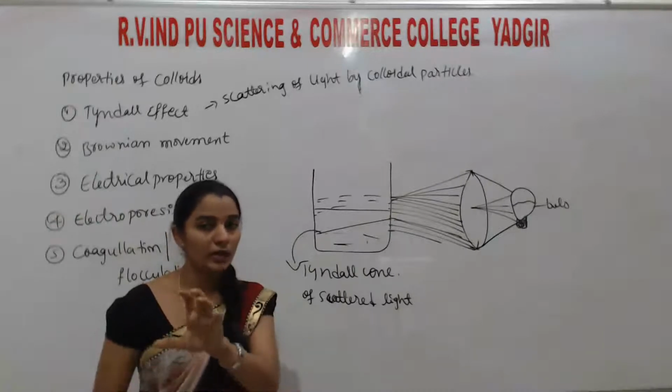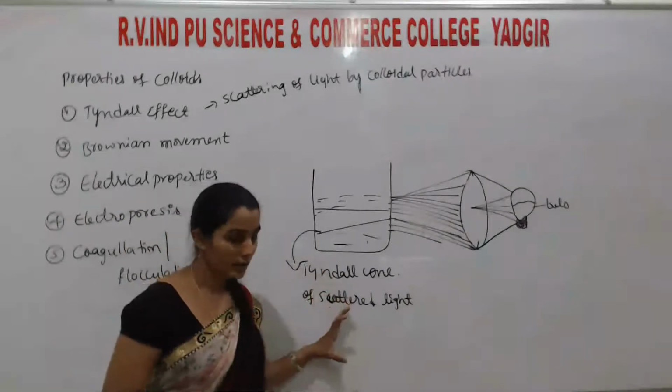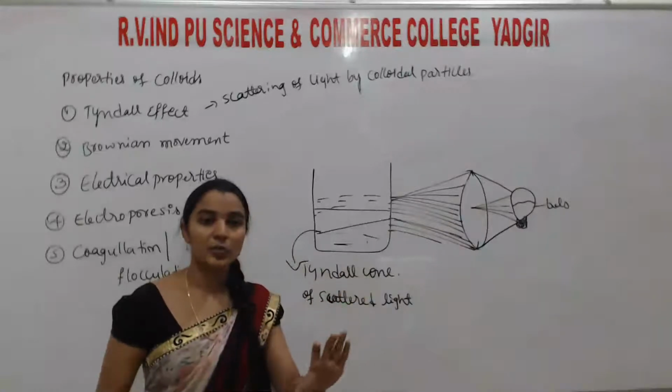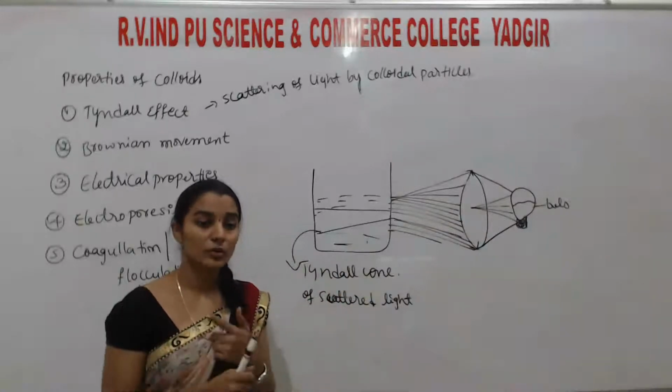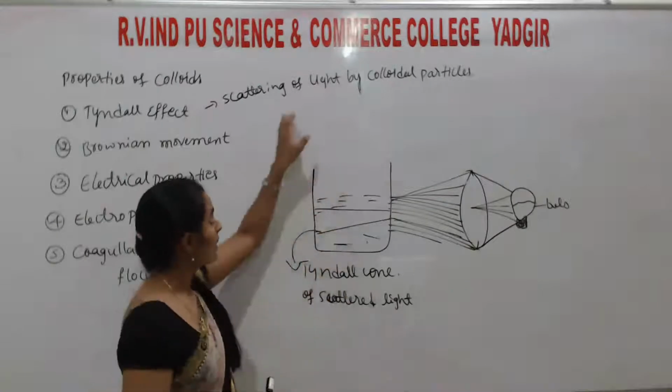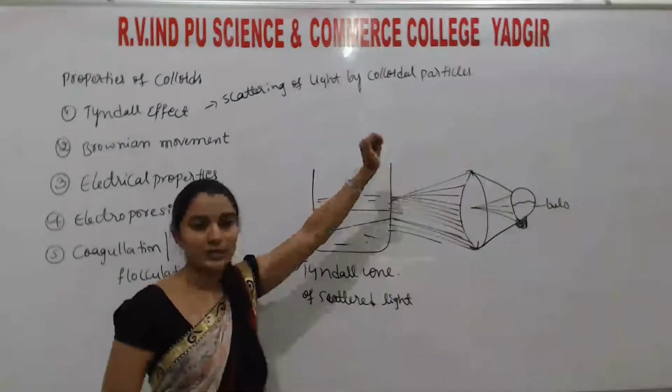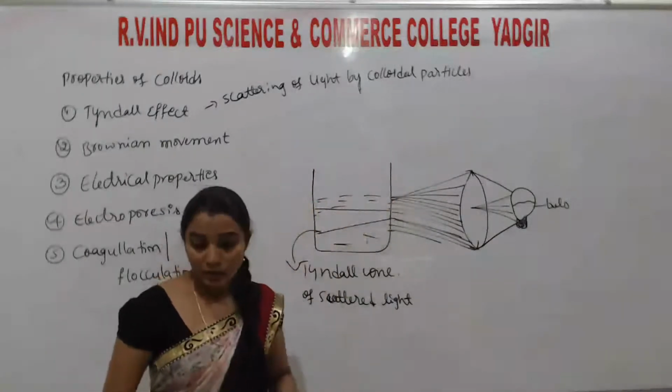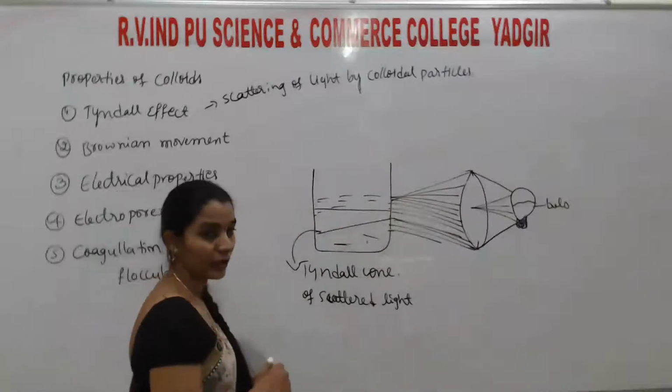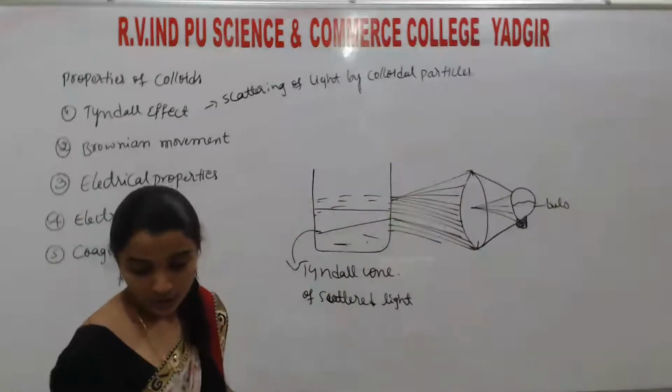Understand? CO2 in air, I told you CO2 is a dispersal phase, air is a dispersion medium. So those form colloids. The scattering of light by the colloidal particle is called the Tyndall effect. So what is the reason for this Tyndall effect? One reason is there. Okay. So two reasons are there.